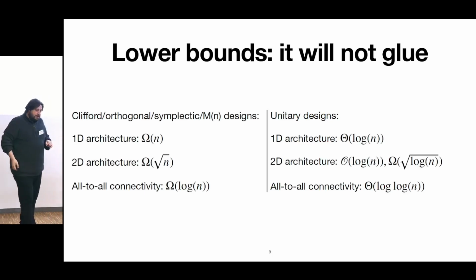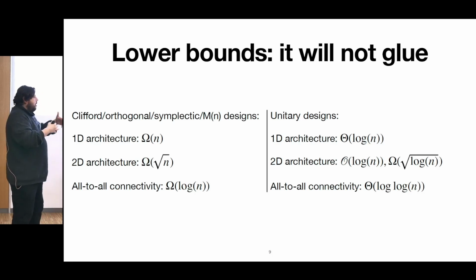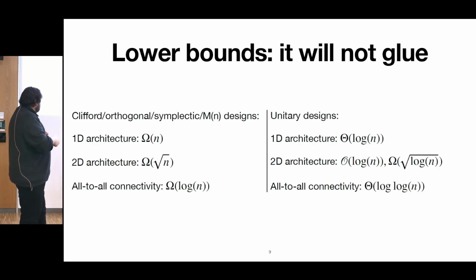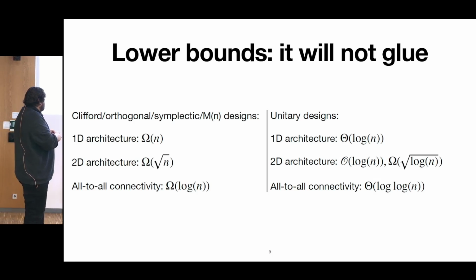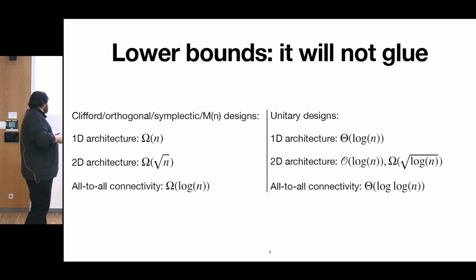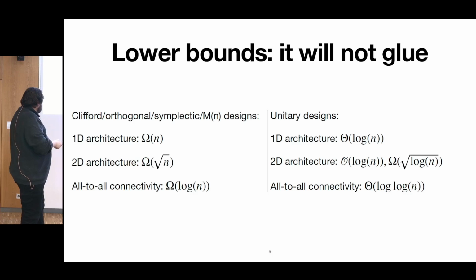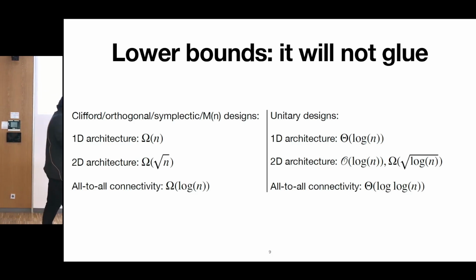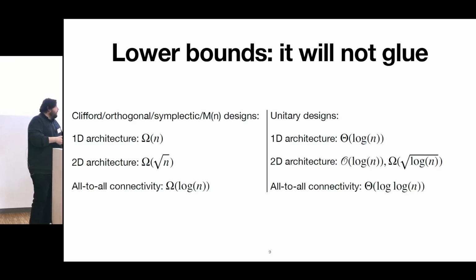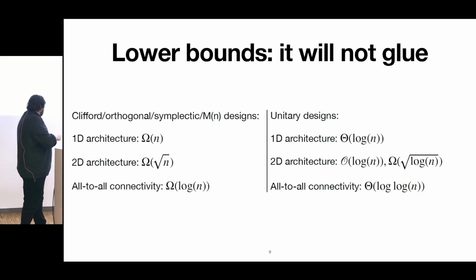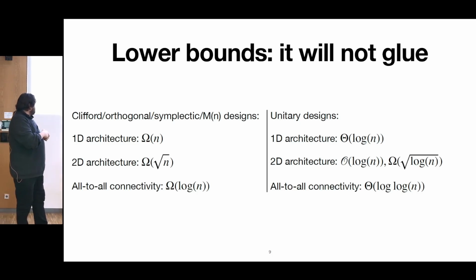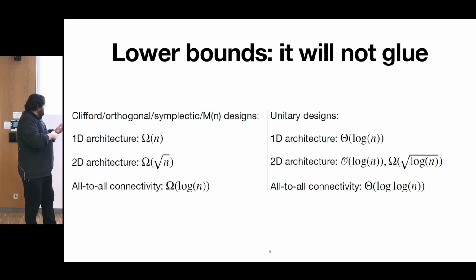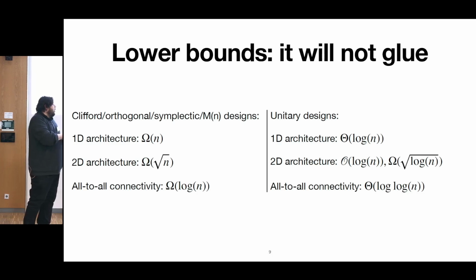Using this trick, we were able to get some lower bounds on how big a depth the Clifford, orthogonal, symplectic group and matchgate designs need. For the 1D architecture, with linear connectivity, you would need at least a linear depth instead of the logarithmic one. For the unitary designs, for the 2D architecture, you would have a square root of n, and for the all-to-all, you would have a lower bound of log n, while the all-to-all circuits have their log n.